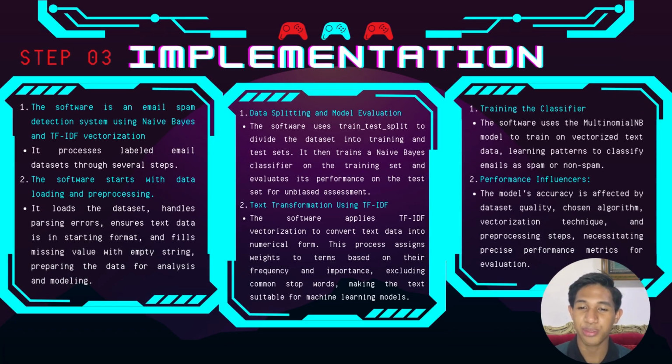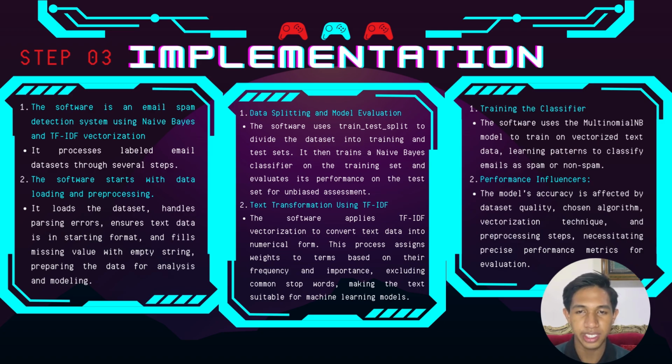Next, the implemented software is an email spam detection system using the naive Bayes classifier and TF-IDF vectorization. It takes a dataset of labeled emails, spam and non-spam, as input. First of all, data loading and pre-processing. The software loads the datasets from a specified file path and handles any parsing errors. It ensures that all text data is in string format and handles missing values by filling them with empty strings.